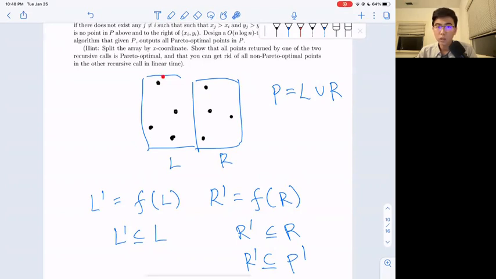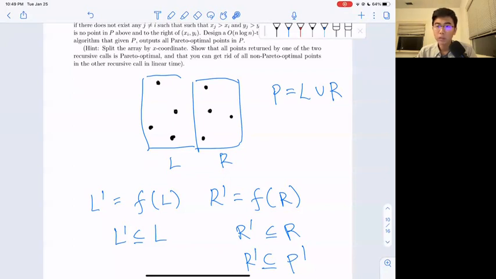For example, since there are no points with higher y values in R than this point in L prime, there simply cannot be any points to the top right of it. We know that there are none of these points in L, and in R, since none are on top of it, there are also none that prevent it from being optimal.